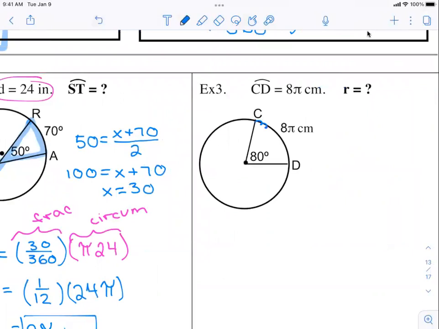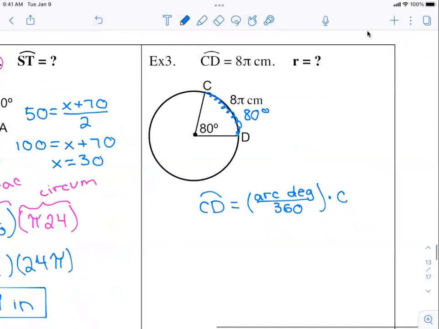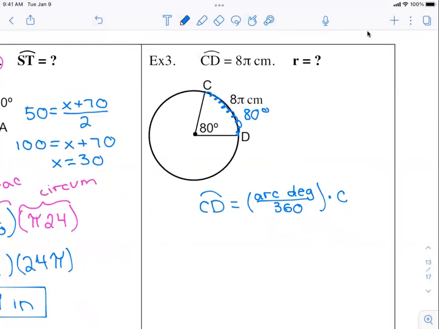So if we take a look at the measure here, we know that this is 80 degrees. So we know, if we look at the formula just in general, that arc CD is equal to the fraction, which is the arc degree out of 360, times circumference. So we already know arc CD is 8 pi. They're telling us right here that it's 8 pi. So I'm going to plug in 8 pi for CD.